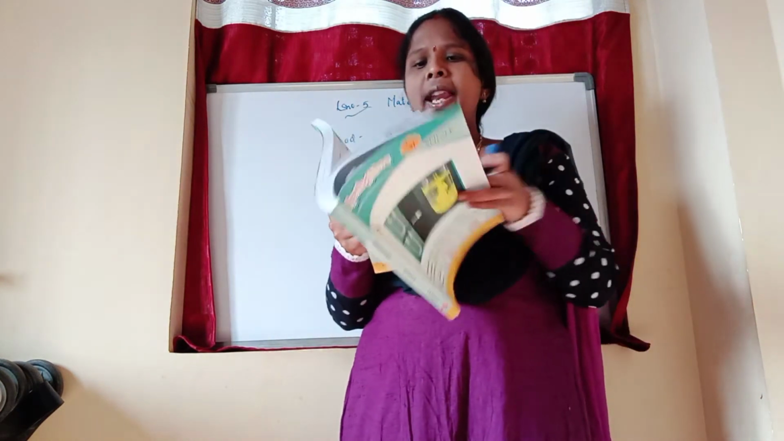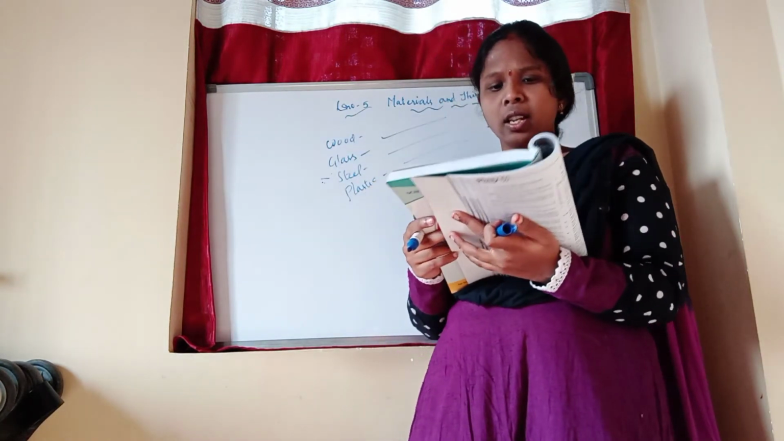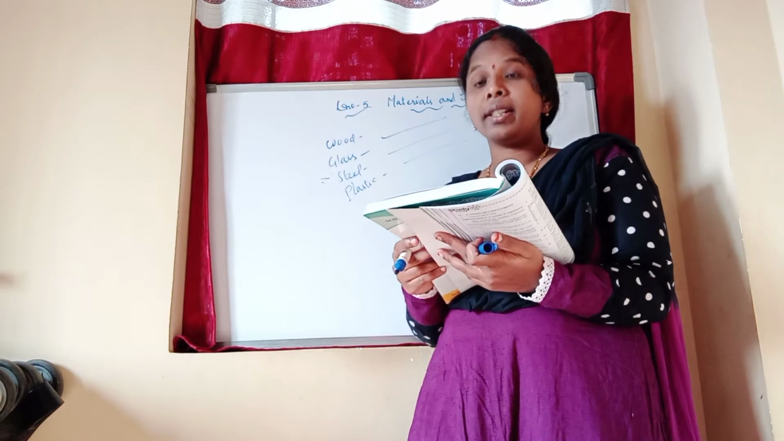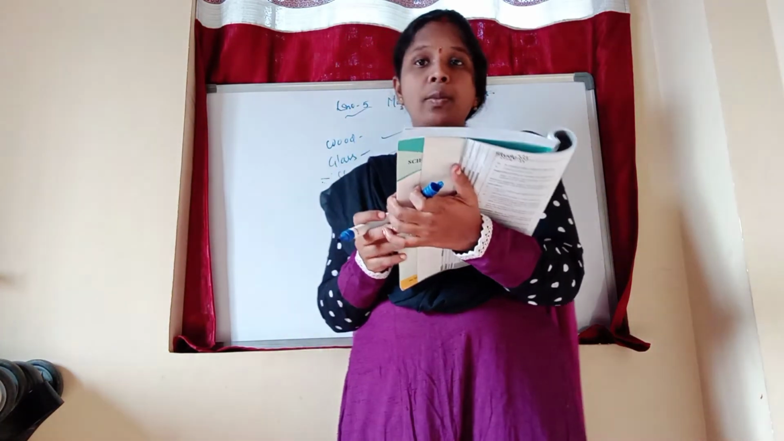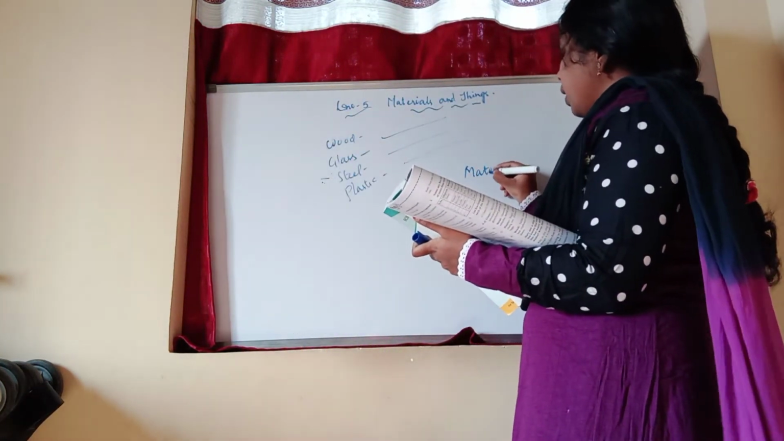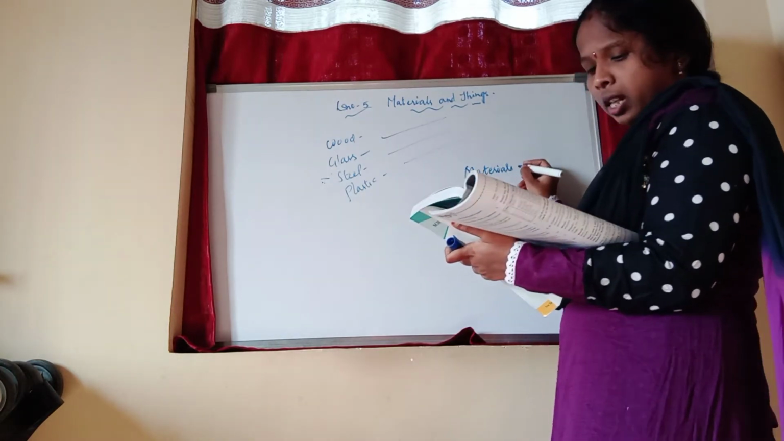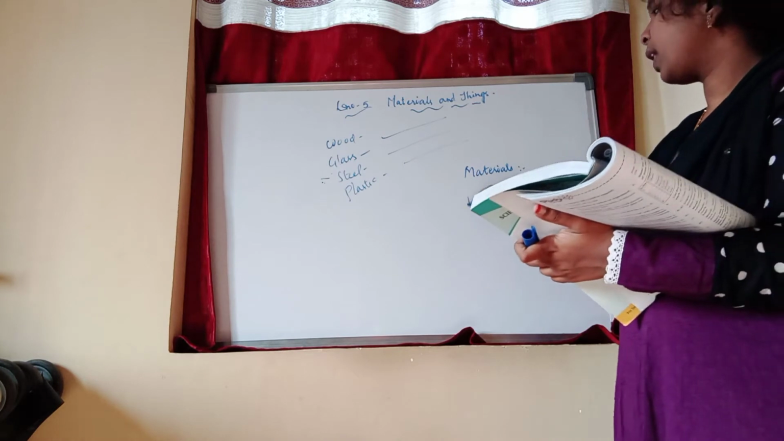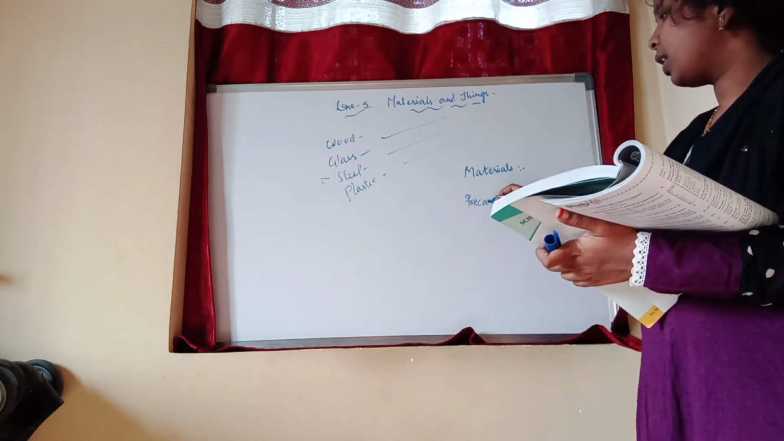Next, drop an egg in a beaker of water. Now drop the same egg in another beaker of water in which excessive salt is added. Write your observation. So what materials are you using? Materials which you are using, and also what precautions you have to take. So it is an egg, no?